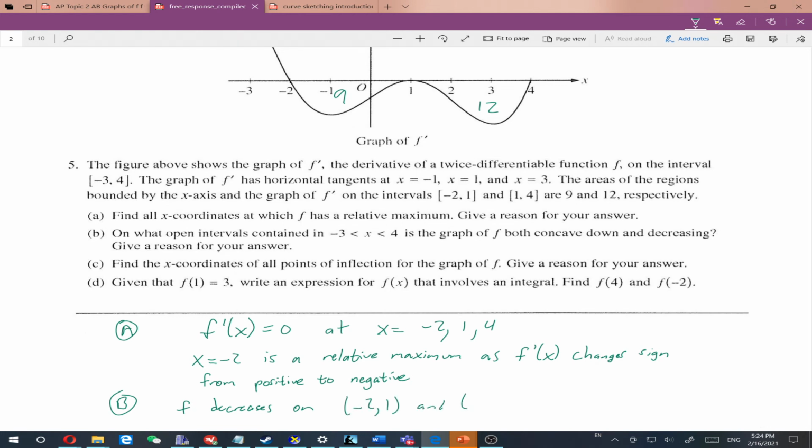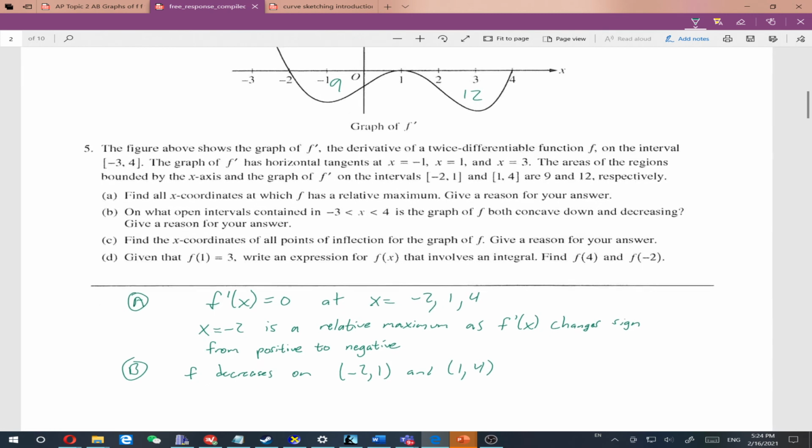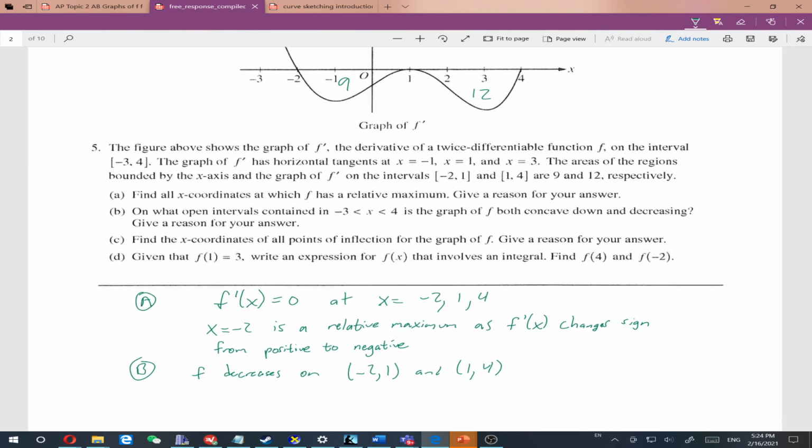And f prime prime is negative between x equals negative 3 and x equals negative 1, and x equals positive 1 and x equals positive 3. Okay, you said from negative 3 to negative 1, and from 1 to 3. Okay, so I'm looking for when these two overlap, because I need both of them to be true.